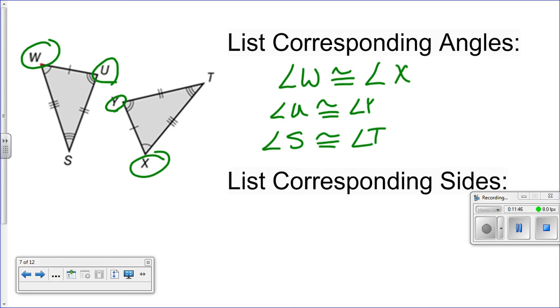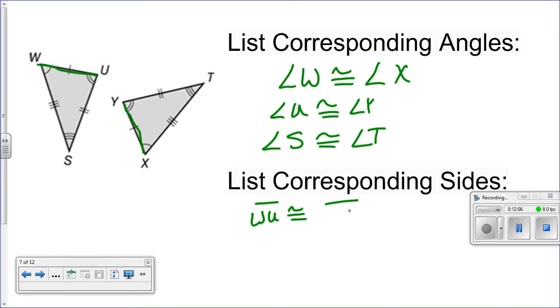Let's list the corresponding sides. Okay, so our first side here, so I'll say line segment WU. Now here's the tricky part. I started with the W, so I've got to make sure that I have the correct start over here. So what goes with the W? Well, let's see. X goes with the W. So it's going to have to be X, and the other endpoint is Y, so XY.